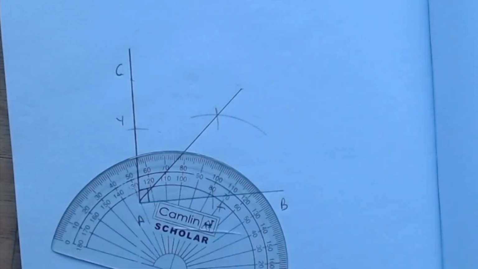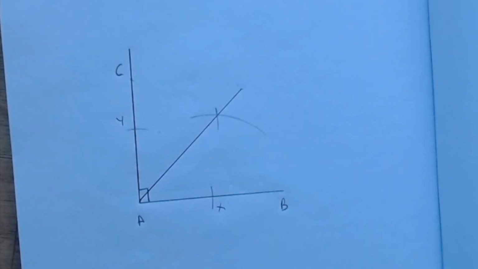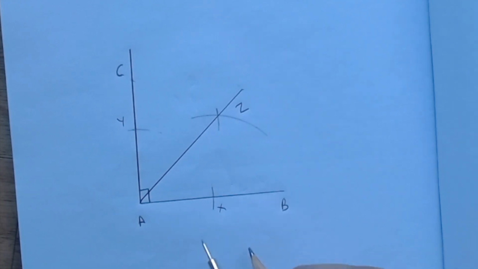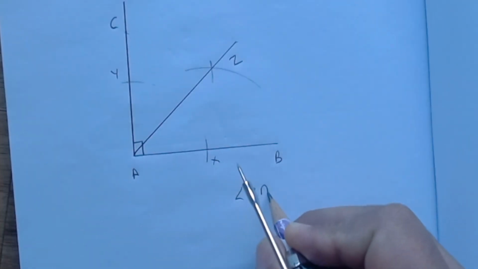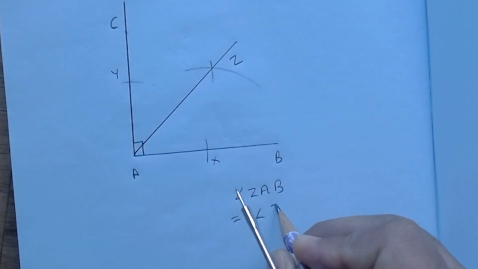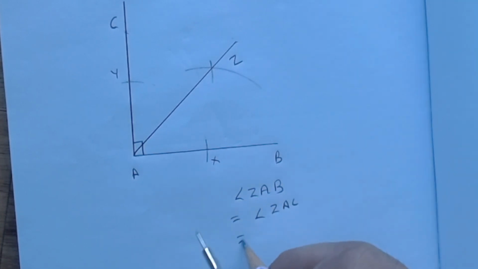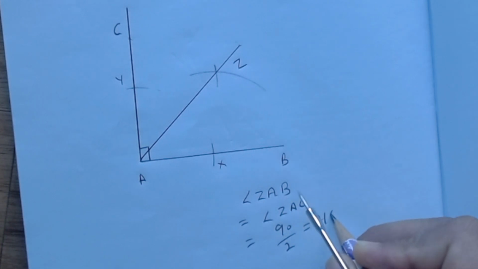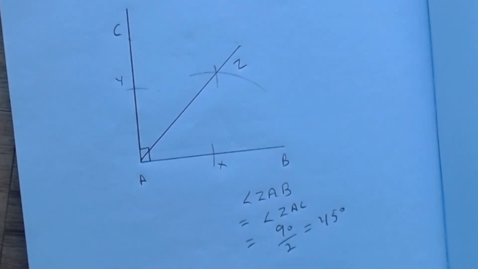Okay, so what we have done is, if I call it Z, then angle ZAB equals angle ZAC equals 90 divided by 2 equals 45 degrees. So this is how you can bisect an angle with the help of a compass.